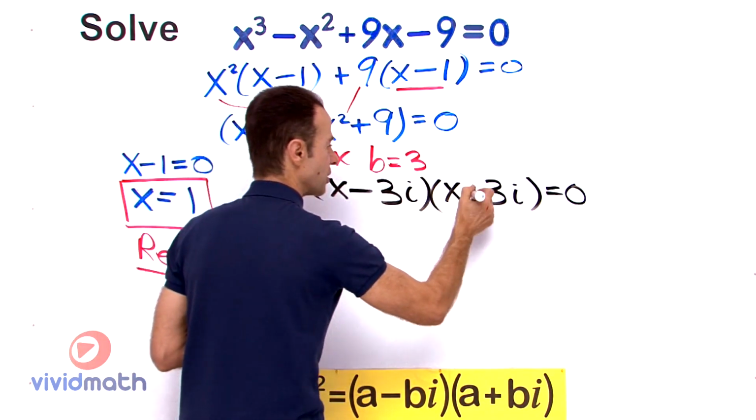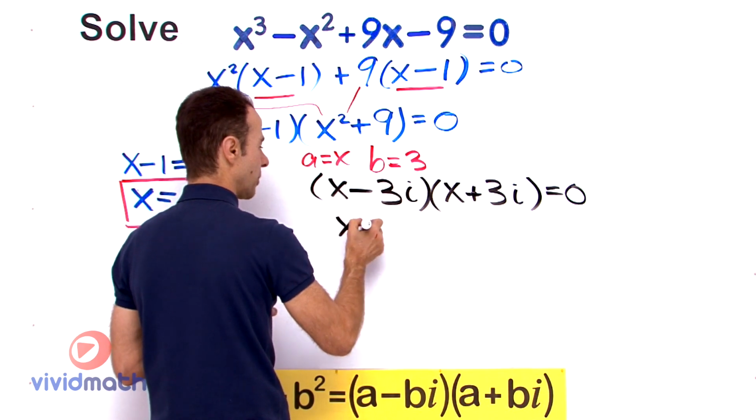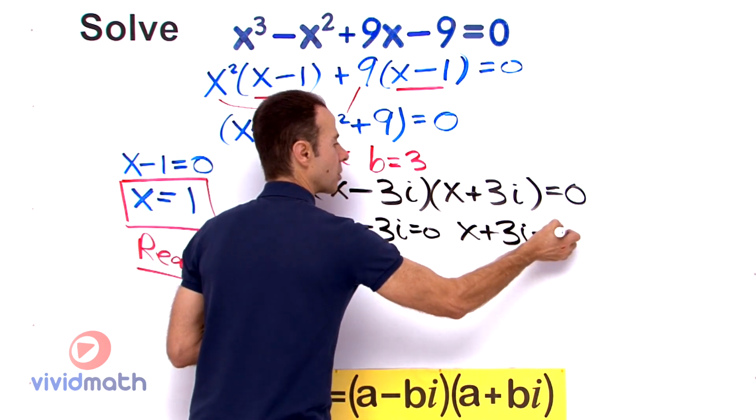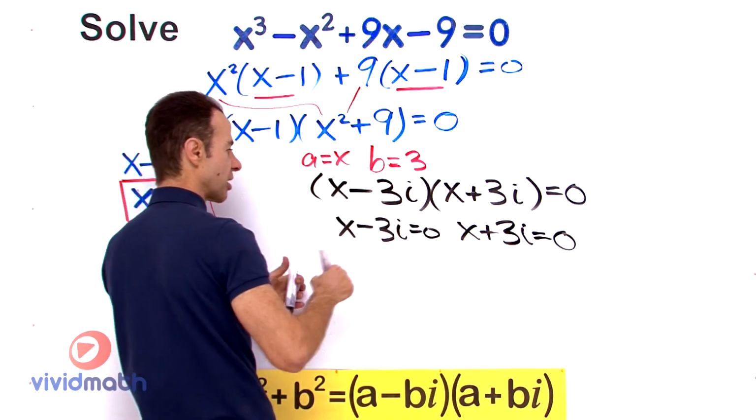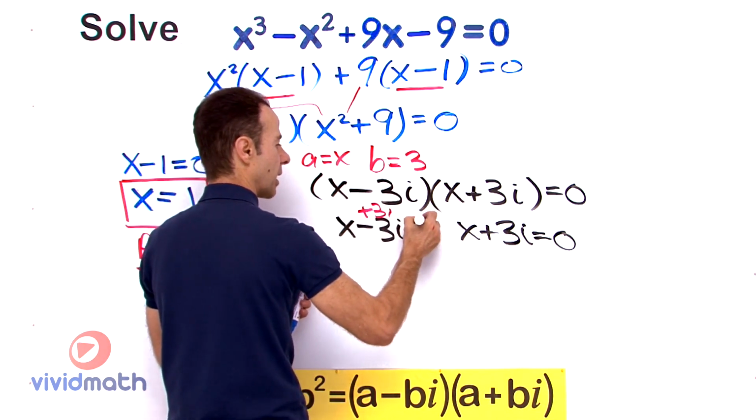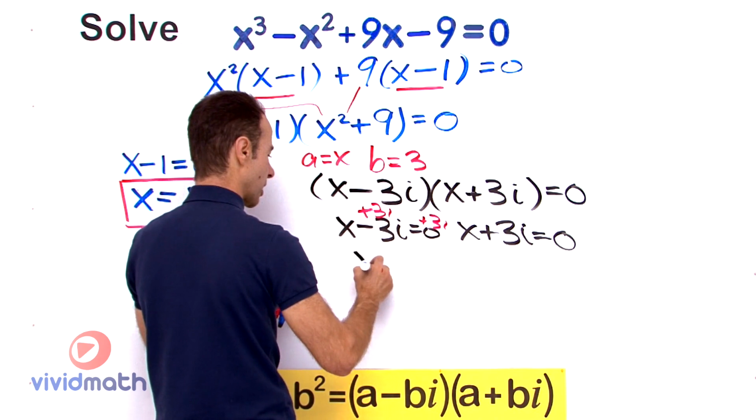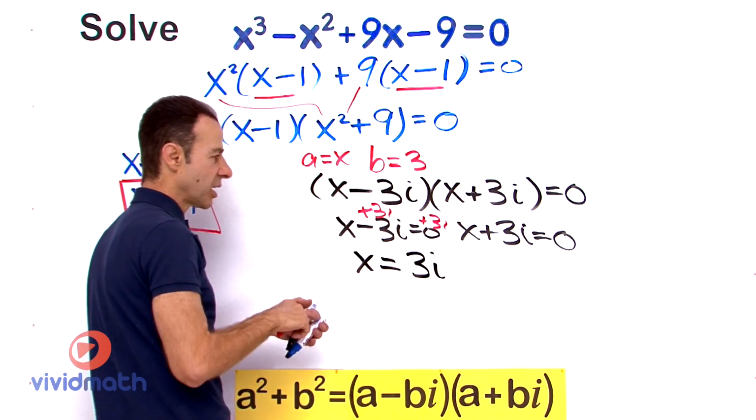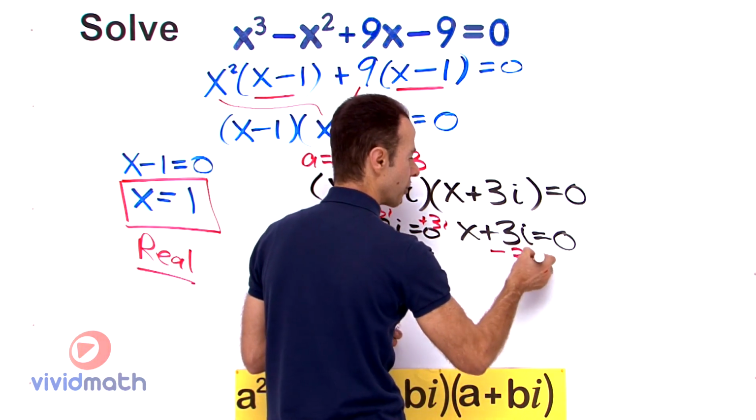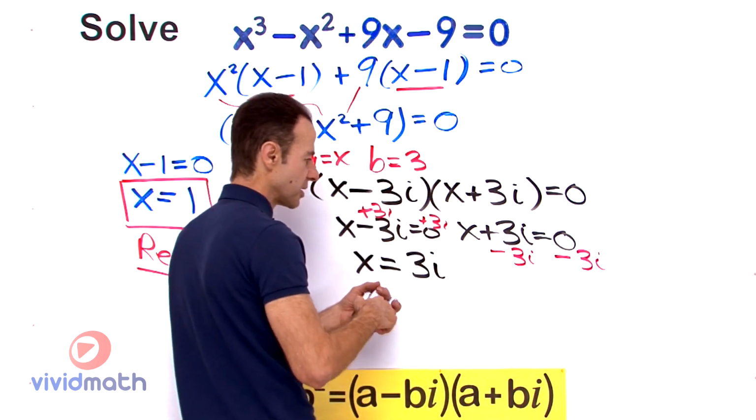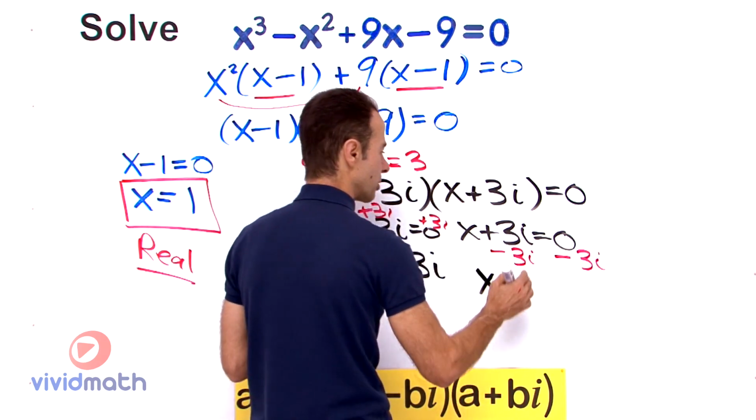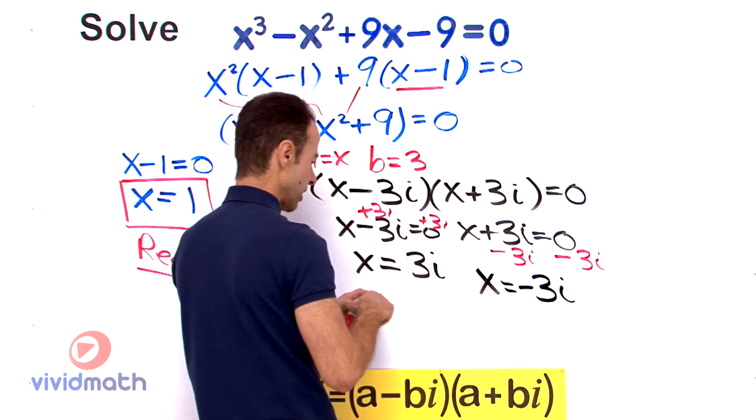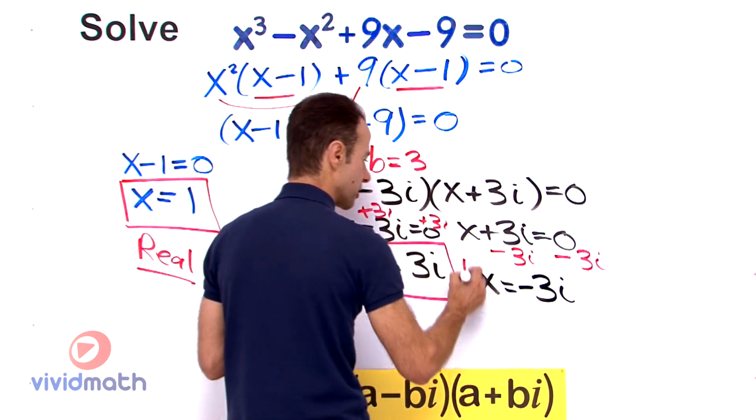Now let's set each one of these to 0. So that means we've got x minus 3i equals 0, x plus 3i equals 0. So let's bring the 3i over to that side. I'm going to add 3i to both sides. That means we've got x is equal to positive 3i. Let's do the same on the other side, but because that's plus, we're going to subtract 3i from both sides. We're going to have x is equal to, that cancels, we're left with negative 3i. So there we have another 2 solutions.